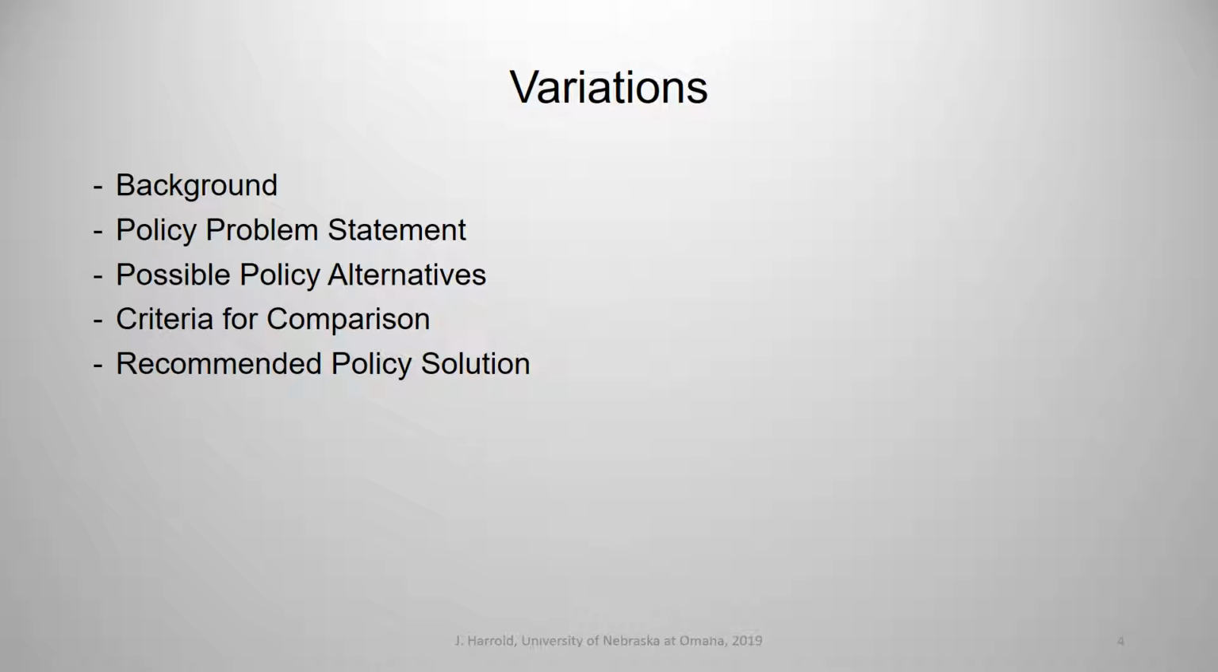And then there's a section on policy alternatives. So for the problem statement, there may be 3 or 4 or even more different alternatives in the form of policy. Then I ask students to present some criteria for how they would compare those policy alternatives. And then finally, they write a recommended policy solution. So this is yet another variation of that basic form of paper, and there are many other variations that you might encounter.